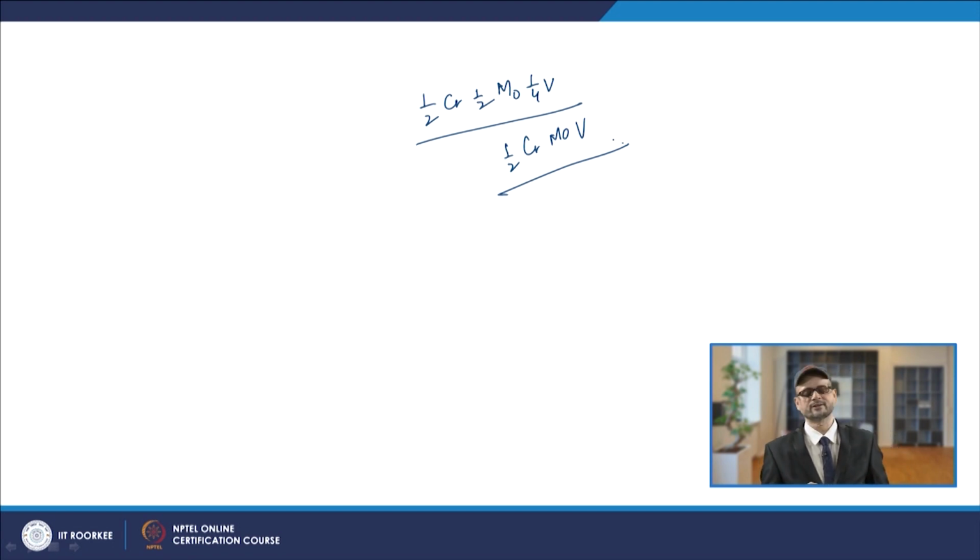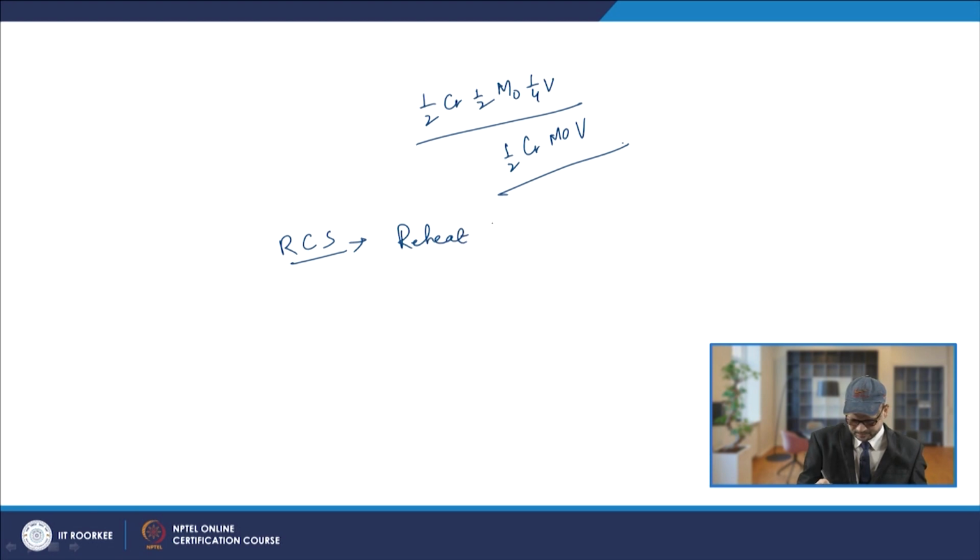For that there is a parameter, the reheat crack susceptibility, that is RCS. This reheat crack susceptibility shows the relationship.